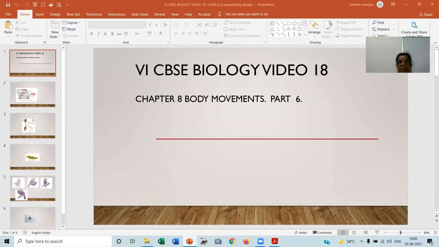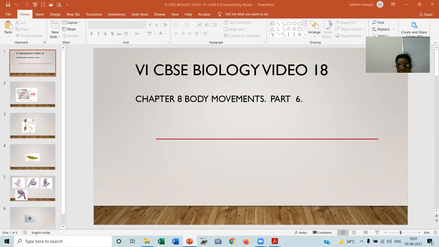Now this appendicular skeleton, we have learnt it as pectoral girdle and bones of the upper limb, and pelvic girdle and bones of the lower limb. That we have done in detail. And then we have discussed assignments with the video number 13, 14, 15 and 16. I hope you have understood the lesson.